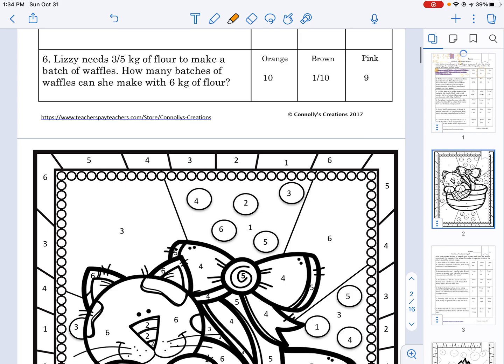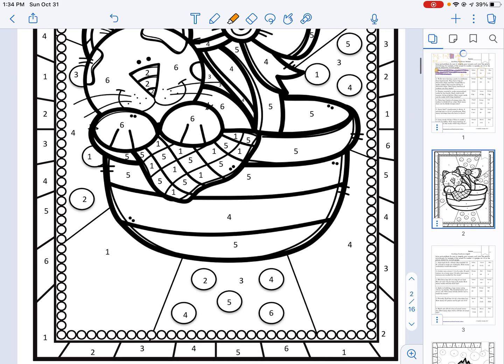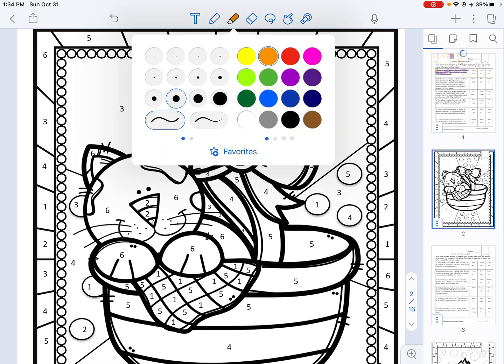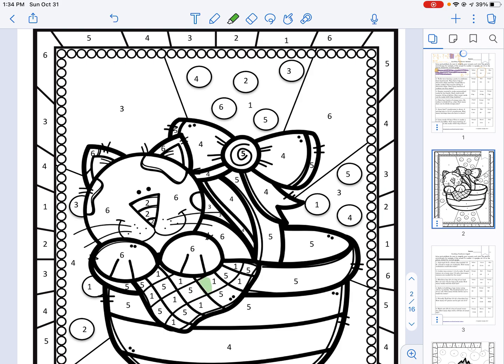So let's say you're doing this picture. All of the number ones, so like here's number 1, I would shade all of them in green because it's question 1 and I got 10 for my answer and 10 is connected to green. Okay, and yours might be the troll picture. It doesn't matter which one it is as long as you're coloring it in the right colors.